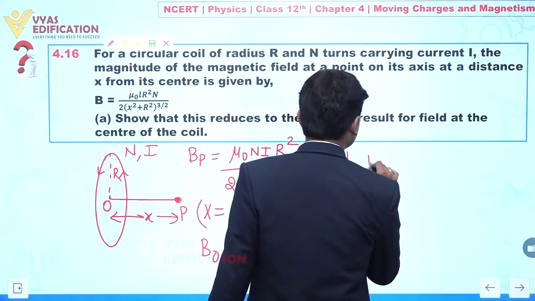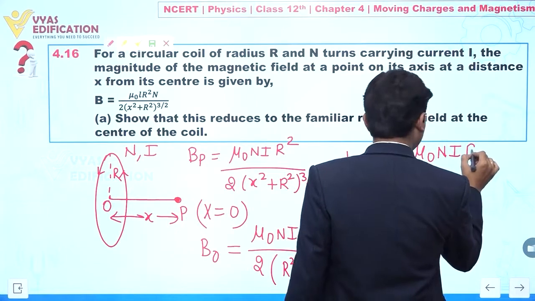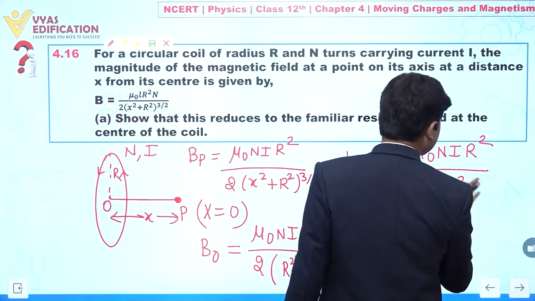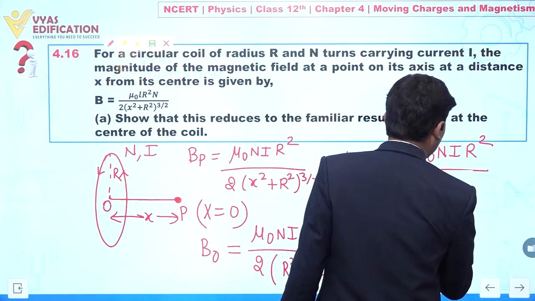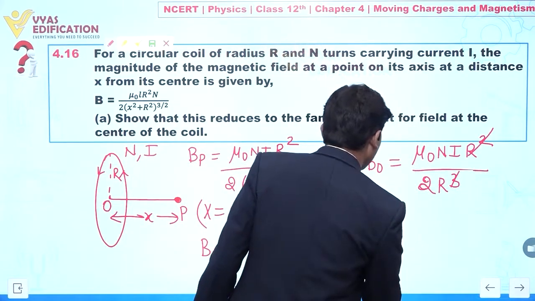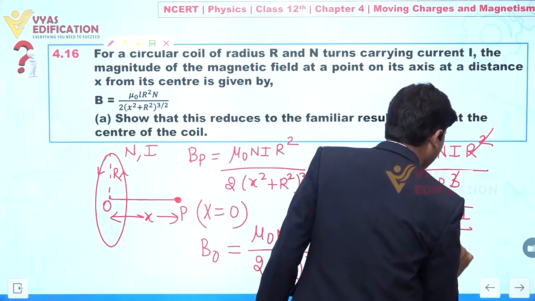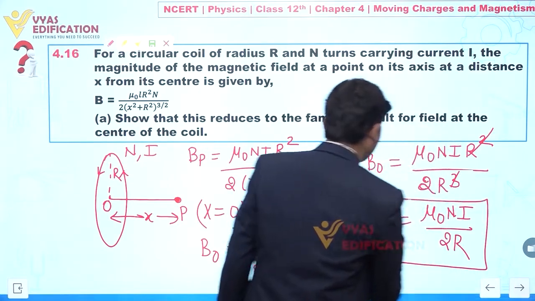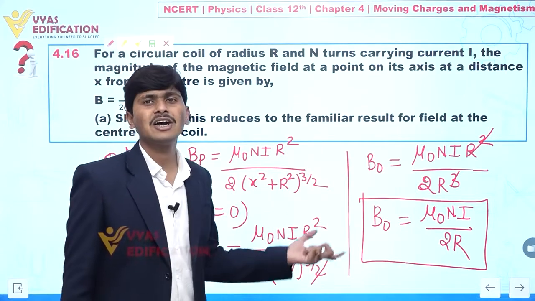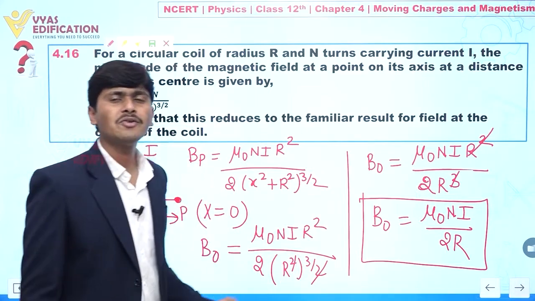So from here B naught is given by mu naught N I R square divided by 2 R cube. Here R square and this one cancel out, and we get B naught equal to mu naught N I divided by twice R. So from here you can see we are getting the same formula of magnetic field at the center of a circular loop or coil. So this is all about part A.